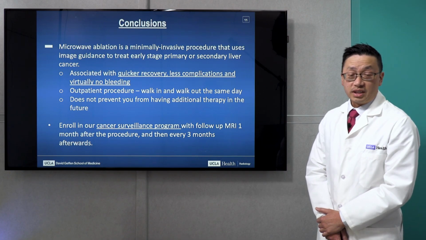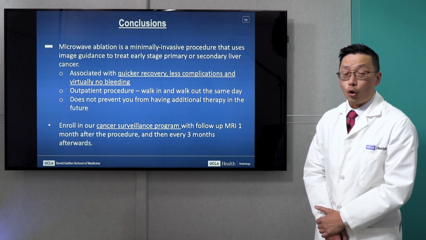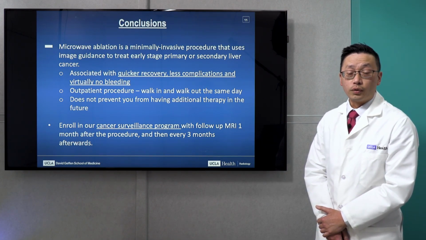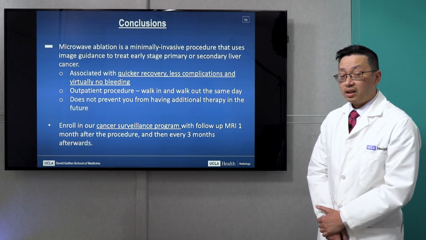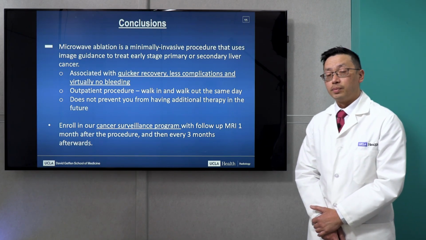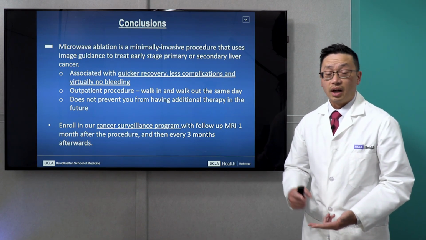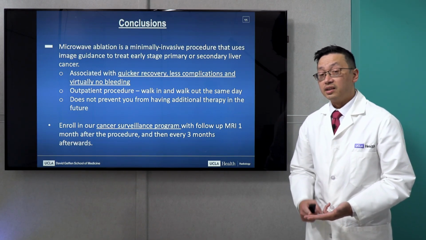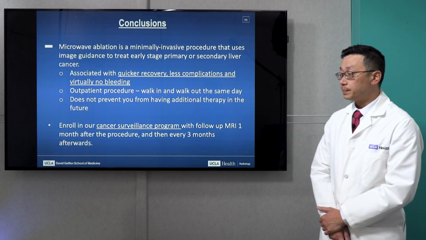This is an outpatient procedure, so people can come in and go home the same day without the need for any overnight stay. Most importantly, getting a microwave ablation does not prevent you from getting any additional therapy, meaning you can get additional ablations, additional transarterial therapies, and additional systemic therapies if you need it.